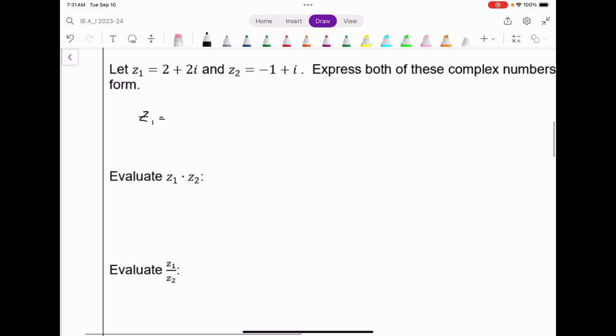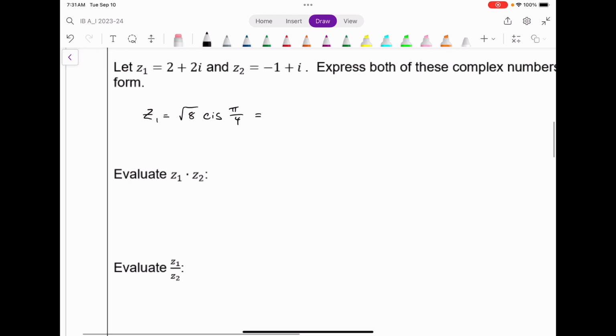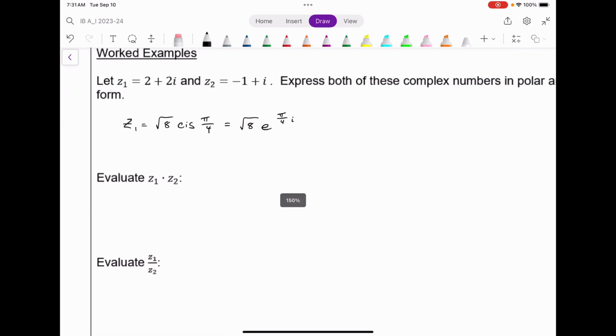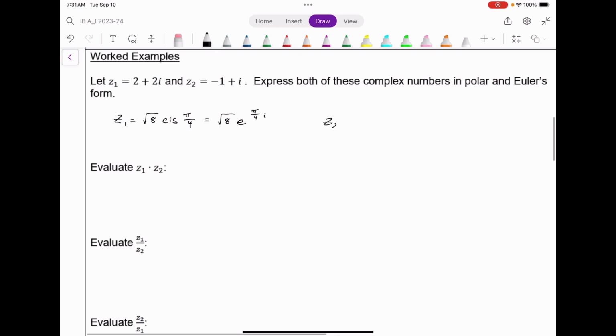Z1 in polar form is root 8 times CIS of pi over 4. Remember, that's a shorthand for root 8 times the cosine of pi over 4 plus i times the sine of pi over 4. In Euler form, which I actually prefer, I find it nicer to write: root 8 e to the pi over 4 times i. Remember, you're not expected to be able to figure those out by looking at them, but we've talked about that in previous lessons. So that's Z1 and Z2.